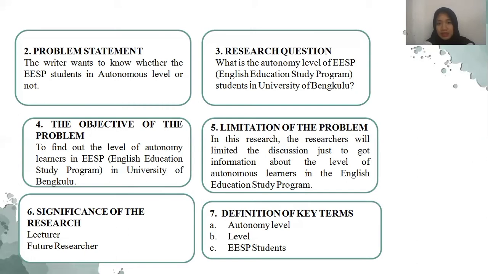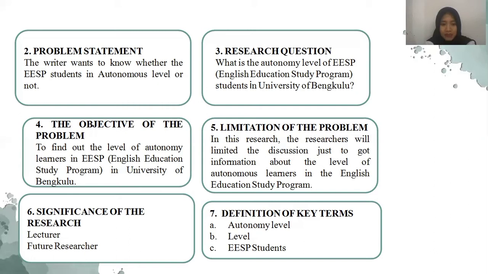Third, research question. The research question in this study is, what is the autonomy level of ESP or English Education Study Program students in University of Bengkulu? And fourth, the objective of the problem. The objective of the problem in this study is to find out the level of autonomy of learners in ESP or English Education Study Program in University of Bengkulu. And then limitation of the problem. The limitation of the problem in this research, the researcher will limit the discussion just to get information about the level of autonomous learners in English Education Study Program.